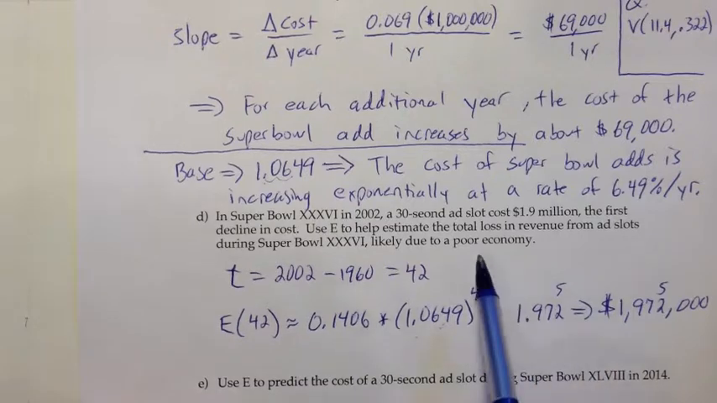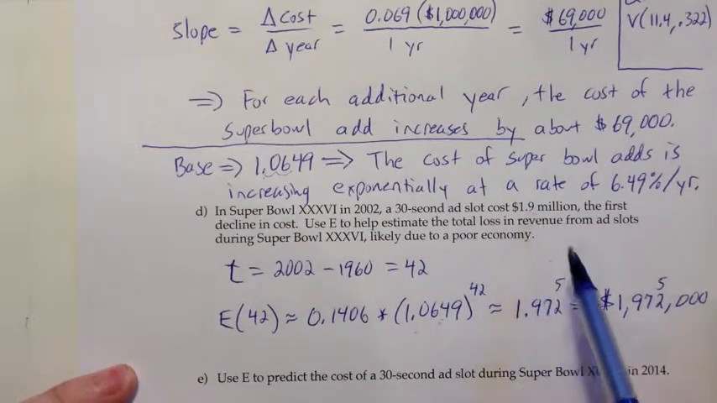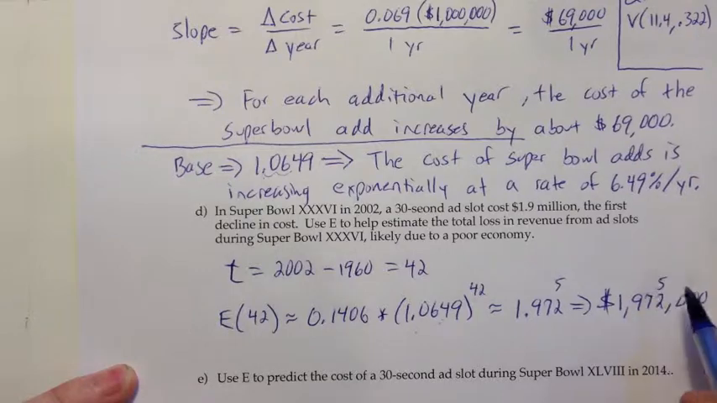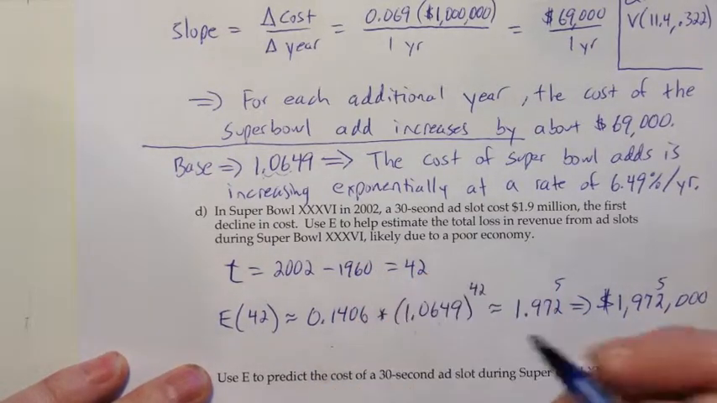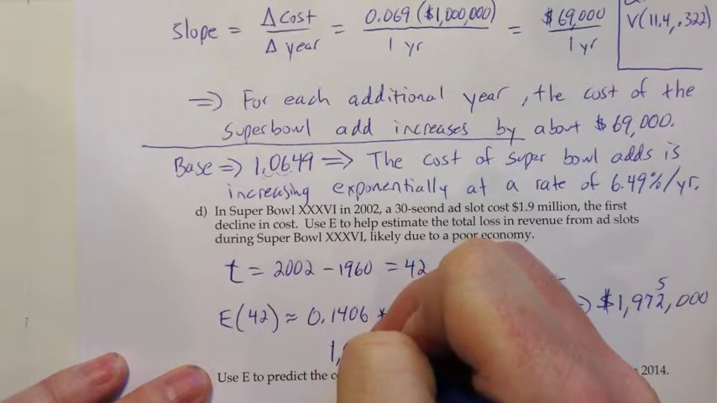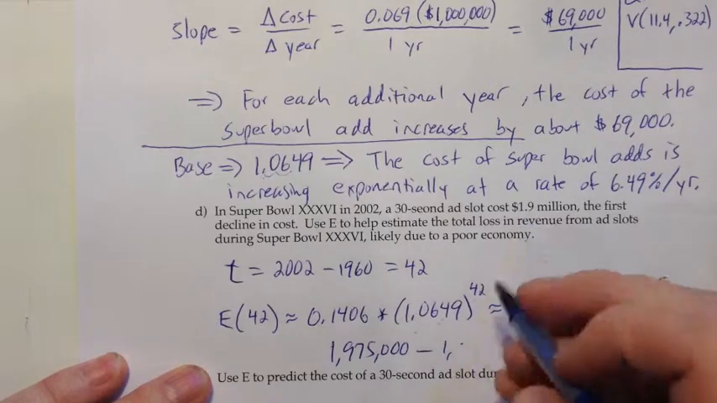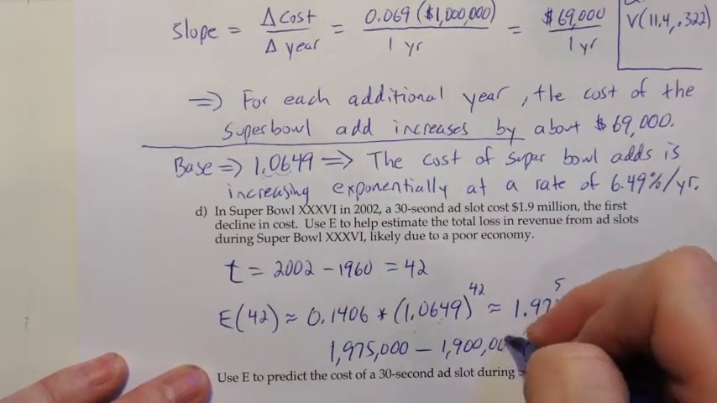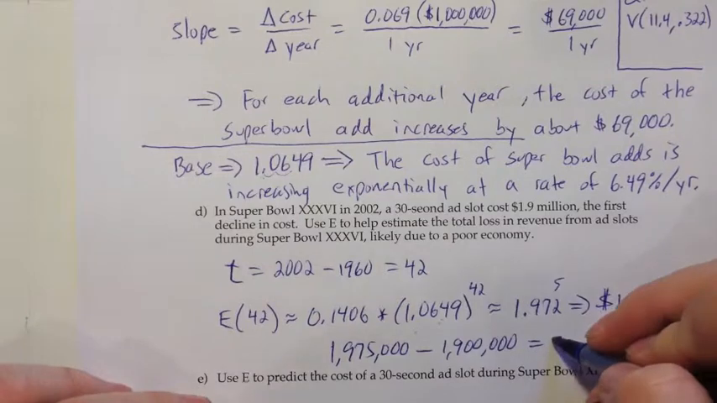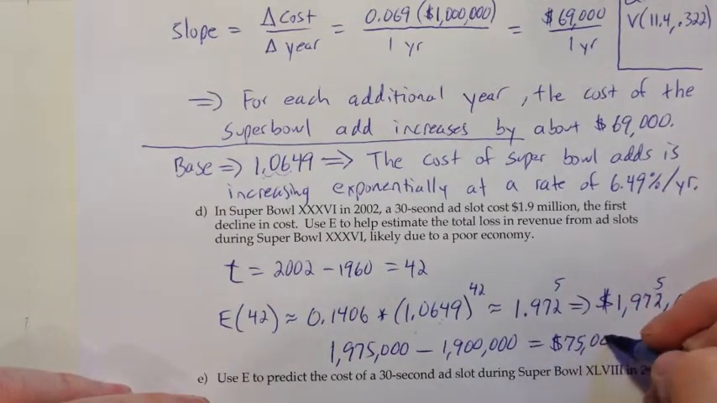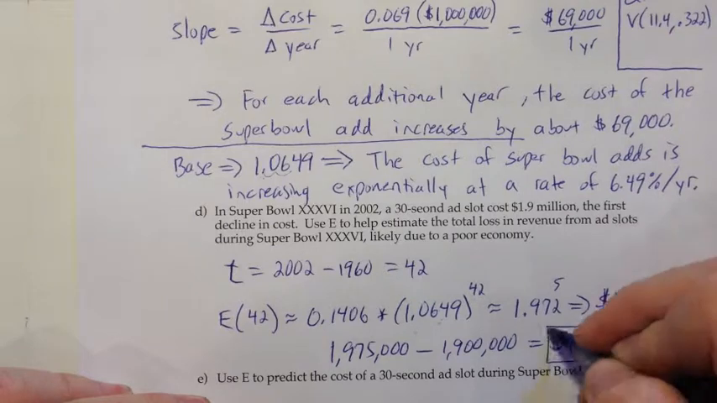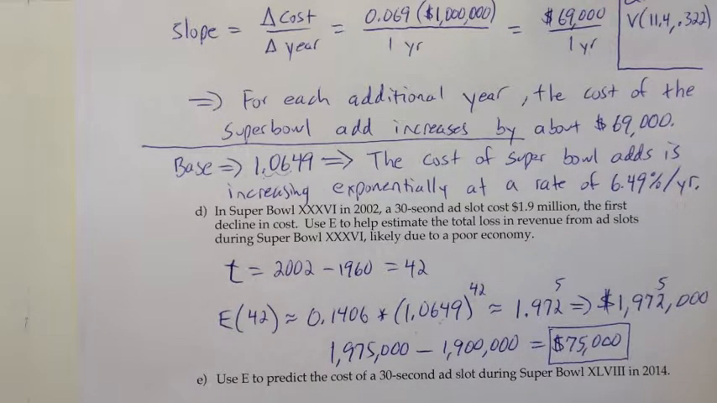Alright, so they wanted to know how much it cost them that there's a poor economy. So let's use the 1.975 because that's more accurate. They expected to make 1,975,000. They actually made 1.9 million, so 1,900,000. And if you do the difference there, that would be $75,000. So I think you could argue that the economy cost them about $75,000 in ad revenue. Now that's for every single 30-second commercial, so add that up over the whole Super Bowl. They could have lost quite a bit of money that year due to the poor economy.